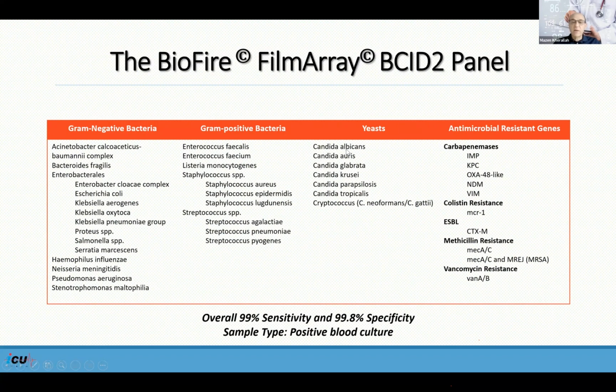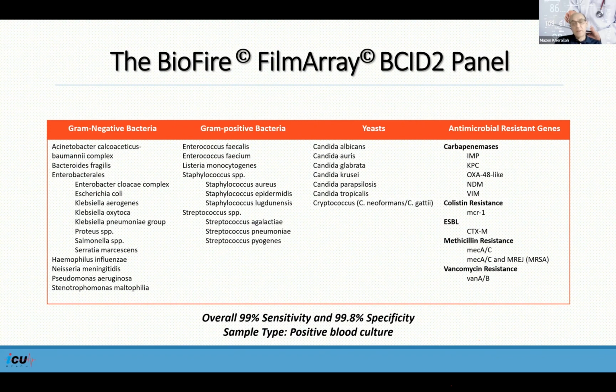And then we have yeast, mainly 6 different ones from the Candida and the Cryptococcus. And then the antimicrobial resistance genes, the same carbapenemase that we have on the pneumonia panel. We have the colistin resistance gene, the same ESBL and the methicillin resistance. In addition, we have the vancomycin resistance gene, the VanA/B, that we can detect in Enterococcus.